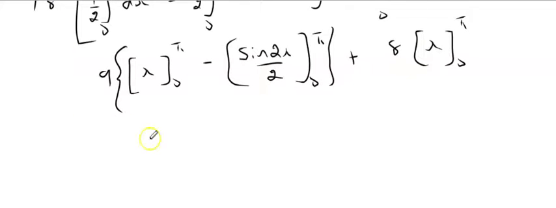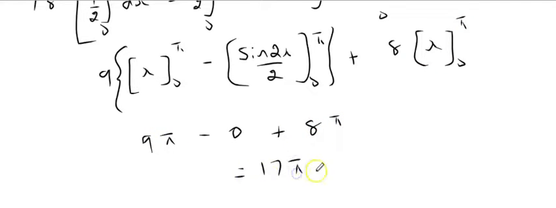So this would give me 9. When I substitute the upper limit, I'll get 9 pi. The lower limit is now going to be 0. For the upper limit, sine of 2 pi is 0, half sine 2 pi is 0, and sine 0 is also 0. So this whole value is now going to become 0. Plus, again, when I substitute the upper limit, I'll get 8 pi. So the answer is 9 pi plus 8 pi, which is equal to 17 pi.